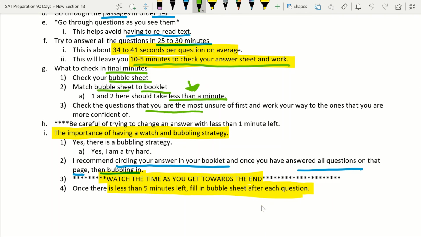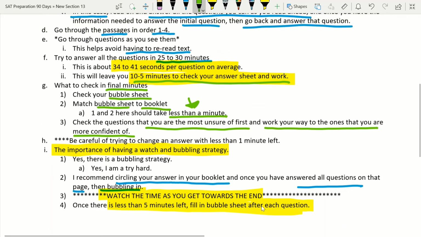What you're going to want to do is check the questions that you're most unsure of first. So if you're ever unsure of your answer on a question in the SAT writing and language section, put a star by it, so that you know at the end when you have time left to go back and check those ones first, because those are the ones you're most likely to get wrong since you're the most unsure of that answer. So you answer those first, and then you work your way through the questions to the ones that you're more confident of.